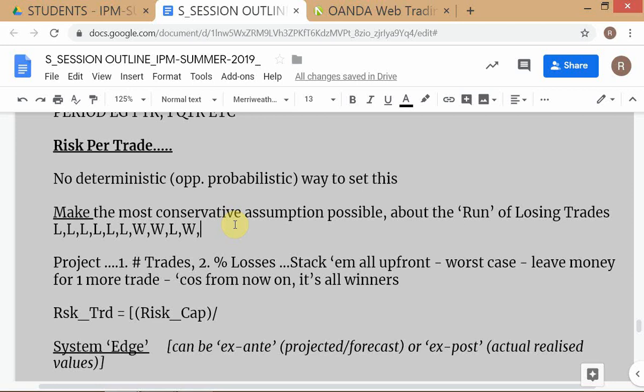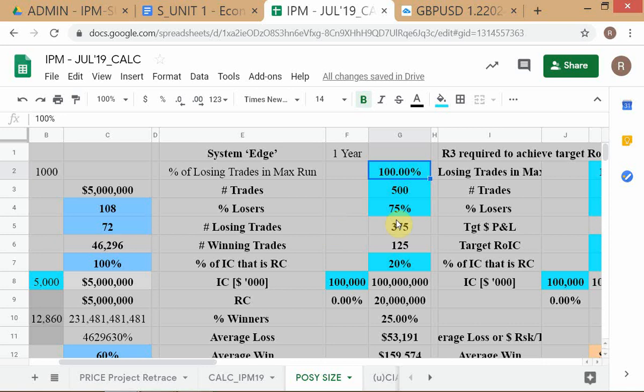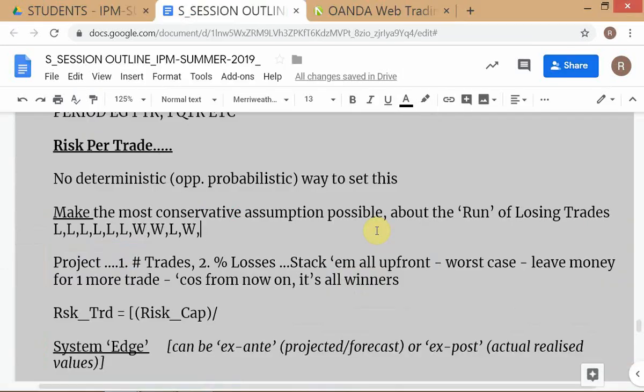So what you do is you make the most conservative assumption, assuming that your estimate is correct. This is such a conservative assumption about percentage losses that most people will probably not have such a high percentage of losses. Okay, so you assume that your estimate of percentage losses is correct, and therefore you assume your estimate of the number of losing trades, 375, is correct. Now the question is, how are these 375 losers going to be distributed?